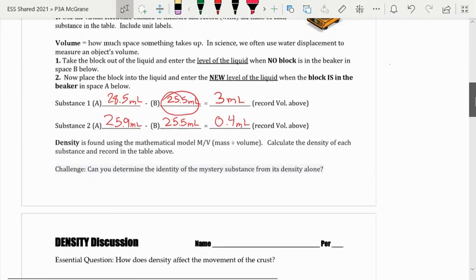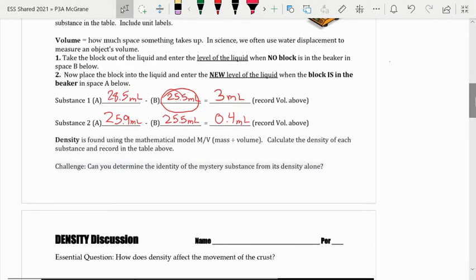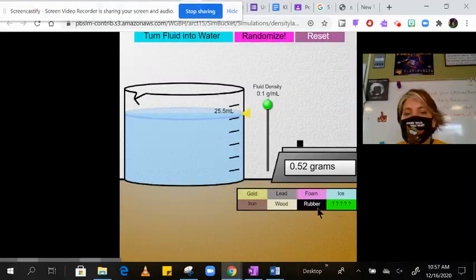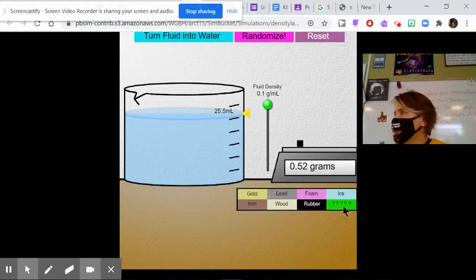So your challenge, if you want, sometime over break, is to figure out what this mystery is right here. Can you figure out this mystery? What information, what variables would you need in order to figure out what that mystery object is? What would you need to know about that object?